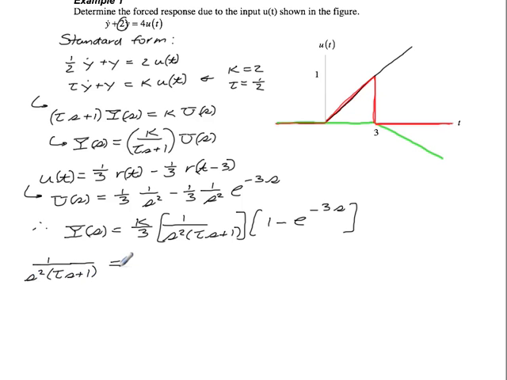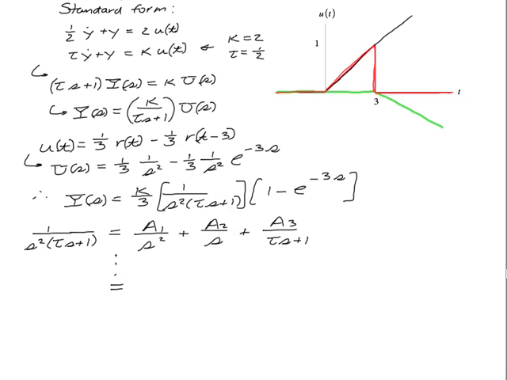This has 3 poles, with a repeated root of s equal to 0. So we have a1 divided by s squared plus a2 divided by s plus a3 divided by tau s plus 1. We do our work with partial fraction expansions, and don't forget the rules that are involved for having a repeated root. We get that a1 is equal to 1, a2 is equal to minus tau, and a3 is tau squared.